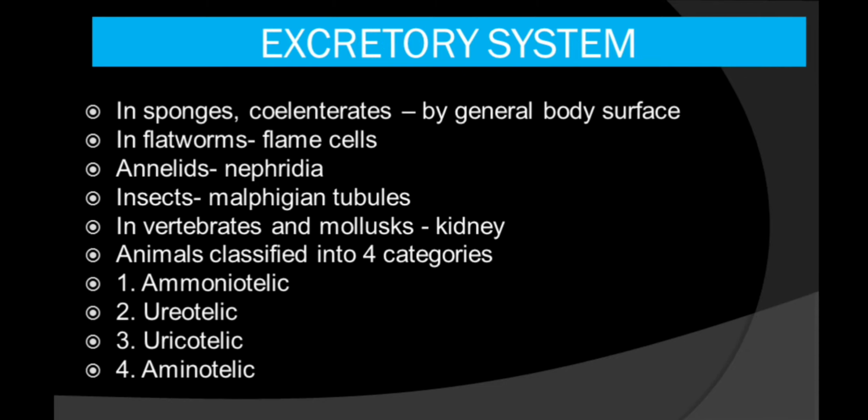Okay guys. Now about the excretory system. In sponges and coelenterates, excretion takes place through their body surface. In flatworms, flame cells; in annelids, nephridia; in insects, Malpighian tubules; in vertebrates and in mollusks, kidney. So you have to learn the excretory organs of different organisms.